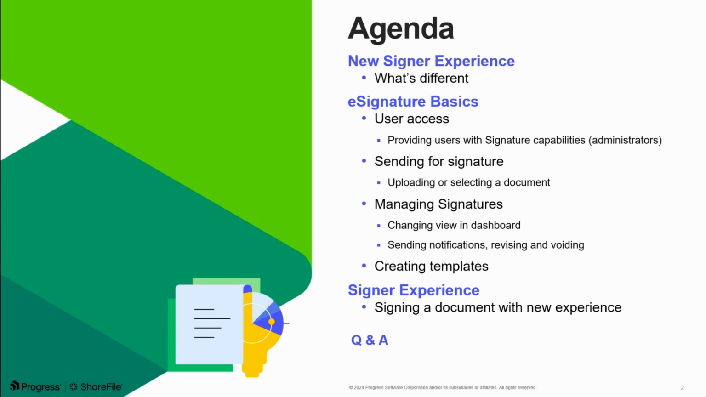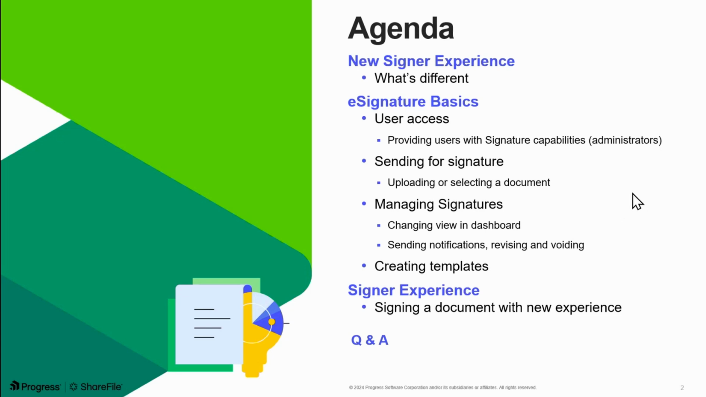And then we'll go through some of the eSignature basics. We'll look at providing user access for those administrators who need to give their employees access to send signatures. We'll actually upload a document, add some fillable fields, and look at the options for sending and then saving back to ShareFile.